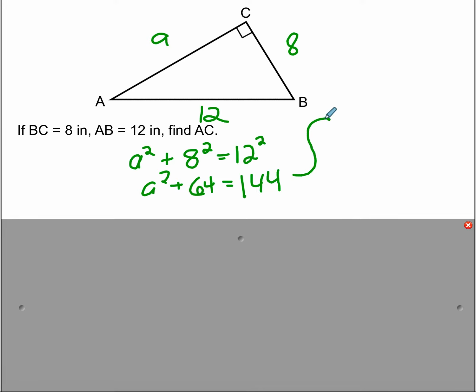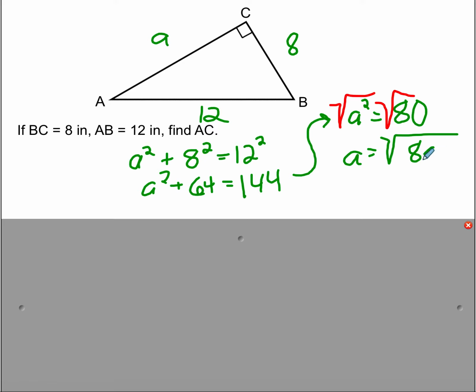I'm going to come up here. So I need to get A by itself on one side, so I need to subtract the 64 over, and this would become A squared equals 144 minus 64, which is 80. And in order to get A by itself, I would need to take the square root of both sides, and A would be root 80, and I do need to simplify this radical.